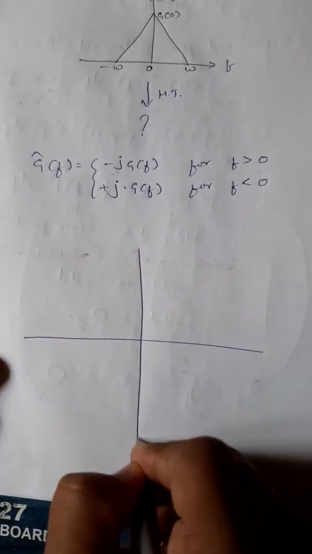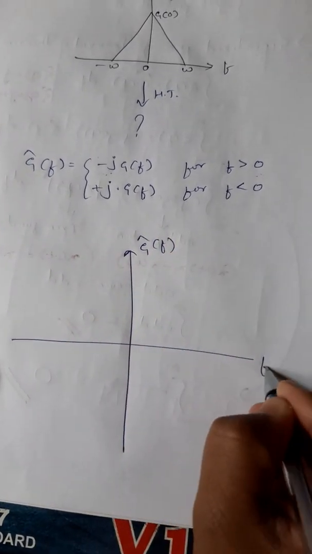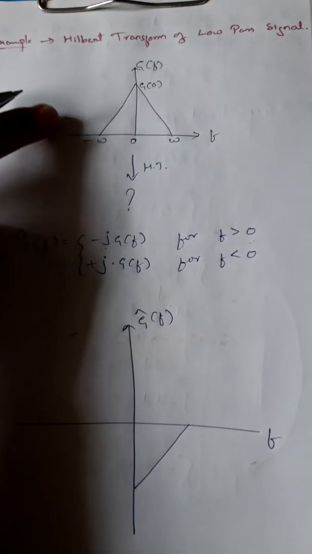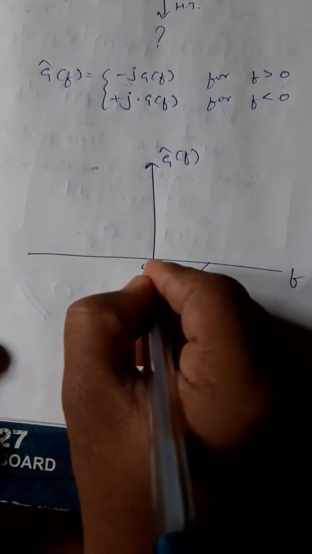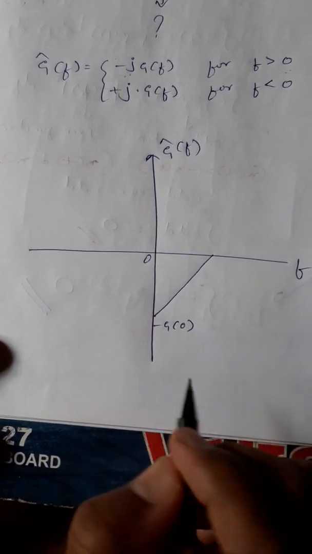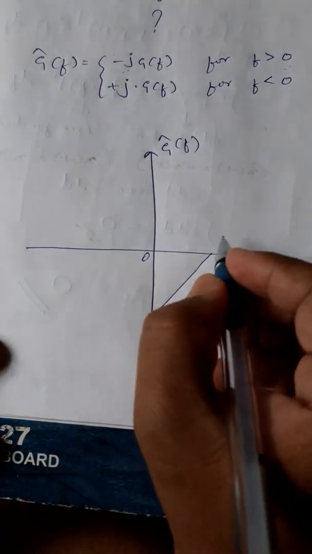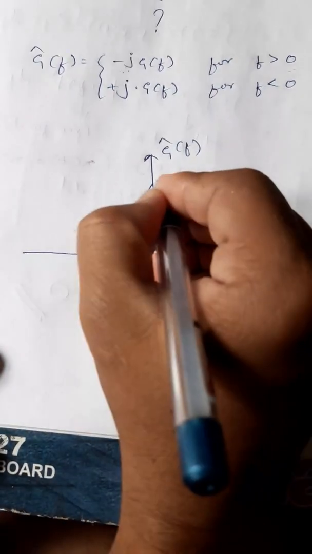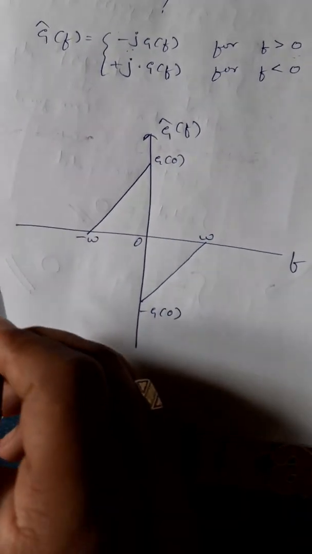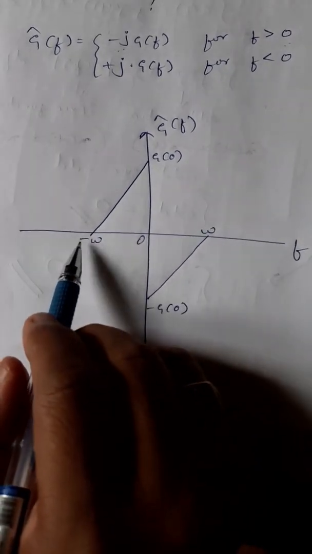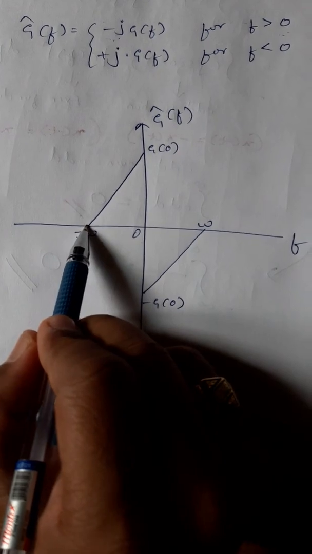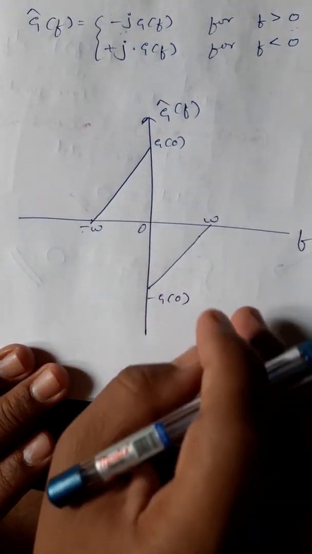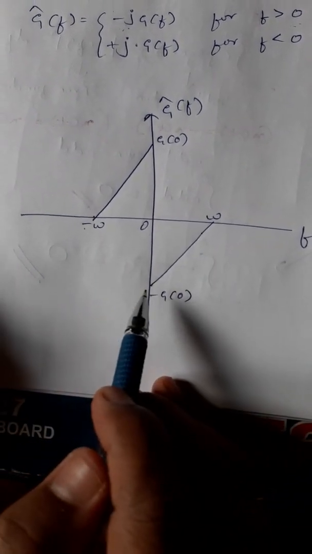So what happens with the spectrum now? This is g cap of f, and this is f. Minus j means the spectrum will be like this: previously it was in the positive part, now it will come in the negative part. So this is minus g of 0. For the negative frequencies, it is plus j, so this will remain as it is. So this is plus g of 0. For negative frequency from minus W to 0, it is plus j. The positive part remains as it is, but for the positive frequencies, the positive part will come in the negative part. So this is the Hilbert transform of a low pass signal.